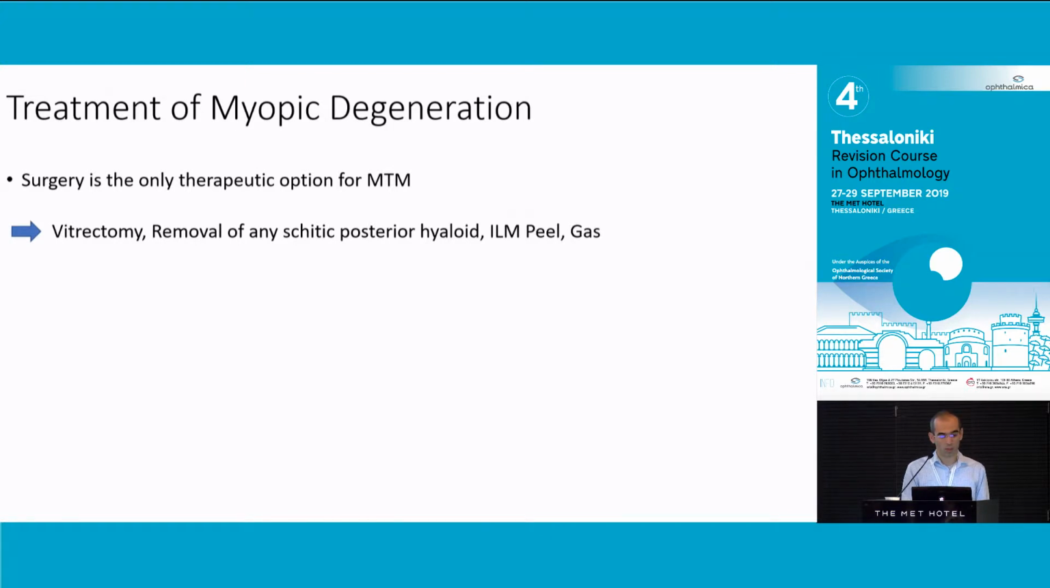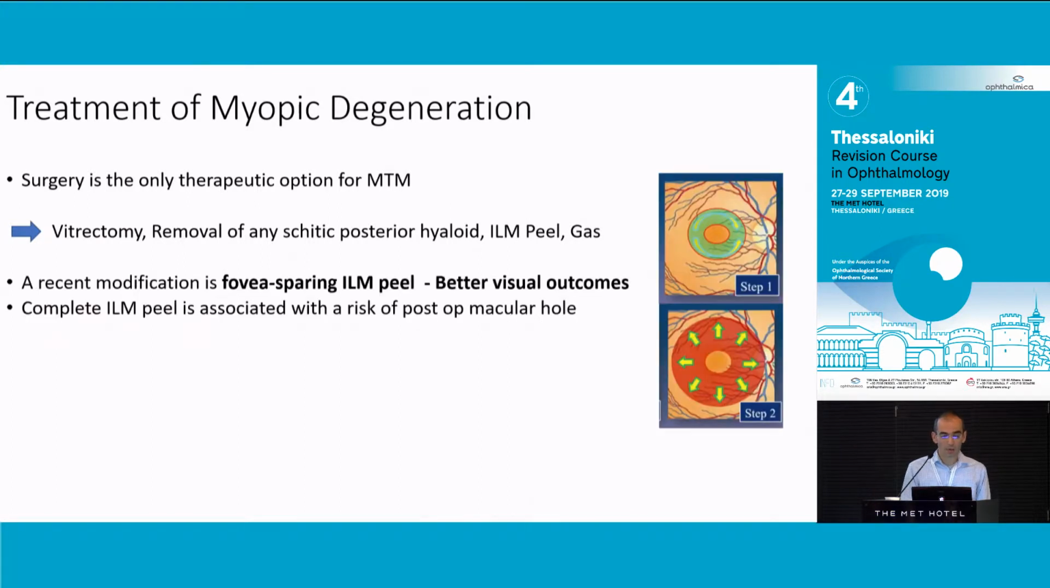And nowadays we tend to go for vitrectomy, we remove any posterior hyaloid that might be there, do an ILM peel, and we do gas. A recent modification is the fovea-sparing ILM peel, because we found that when we peeled ILMs in the past, many of these patients would develop a macular hole at the end, which is not a good outcome. So we now would try and preserve the central ILM.